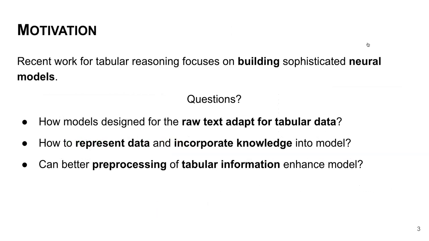Recent work on tabular reasoning focuses on building sophisticated neural models. In this paper, we address the following questions: how do these models adapt from raw text data to tabular data, how do we represent data and incorporate knowledge in these models, and can there be better pre-processing techniques for tabular information which can enhance the model?